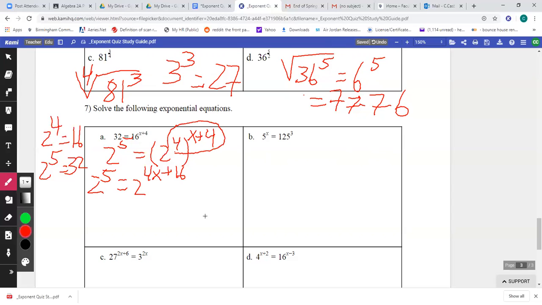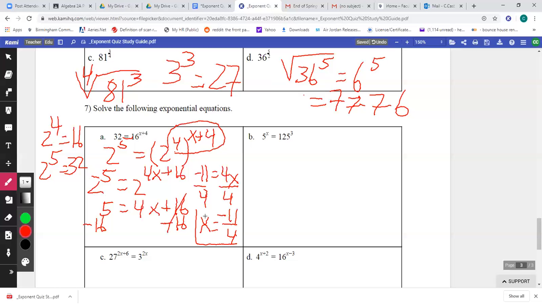Now that the bases are the same, we set the exponents equal to each other. Now I'm just going to solve this like I normally would. So negative 11 is equal to 4x. Divide both sides by 4, and x is equal to negative 11 over 4. I can't divide 11 by 4, and I can't simplify it either. So that's it.